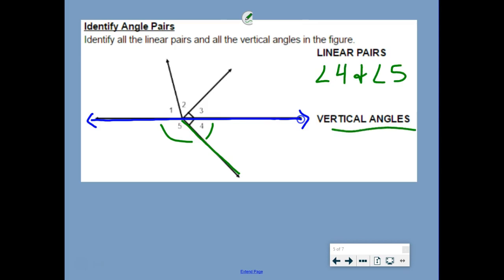For vertical angles, we're looking for two lines that crisscross like this. However, if we look at our diagram, we don't really see two lines that crisscross. If this line extended down below, then we would have a linear pair. Or if this green line extended up above, we could have a pair of vertical angles, but we don't. So in this case, there are no vertical angles.